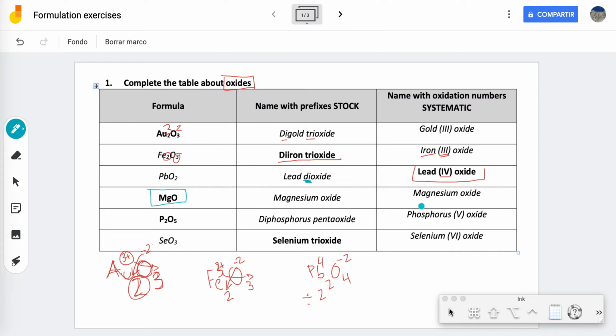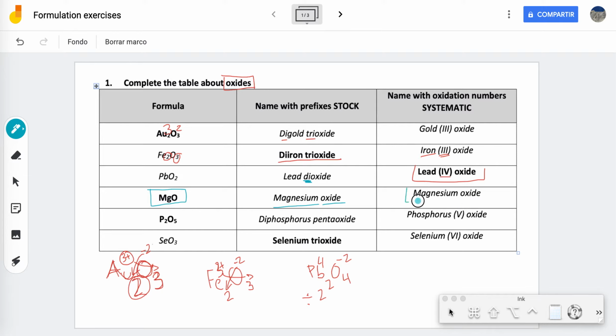In the next exercise, we have this compound here, and we need to get the stock nomenclature name and the systematic one. It's very simple because we don't have a subindex here, any number. So, as we know, the last name will be oxide, and then the name of the element, magnesium. Really simple, magnesium oxide. Okay, good.